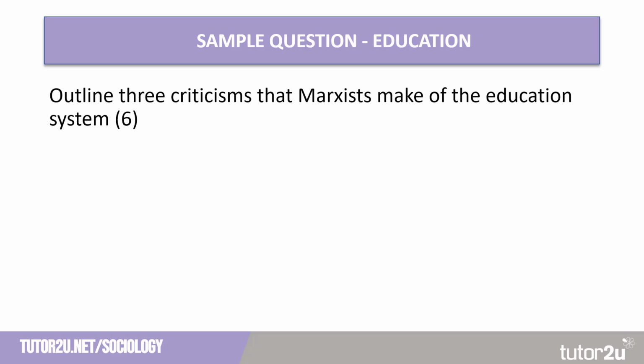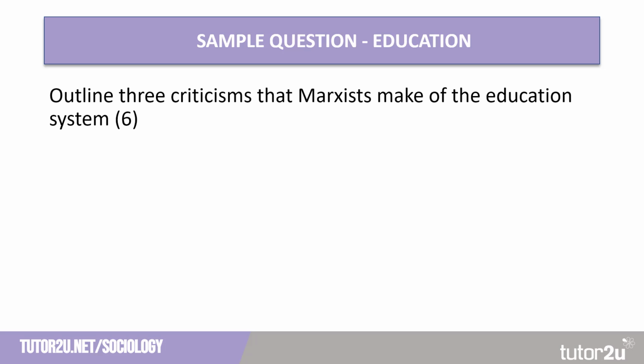Let's look at a 6-mark question now. Now 6-mark questions, particularly on paper 1, are a little bit trickier. They're less straightforward than the 4-mark questions. This question here is asking you to outline 3 criticisms that Marxists make of the education system.